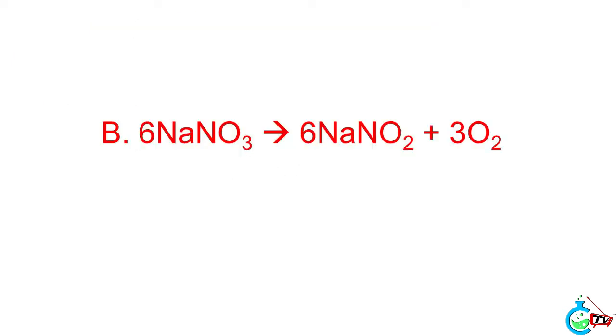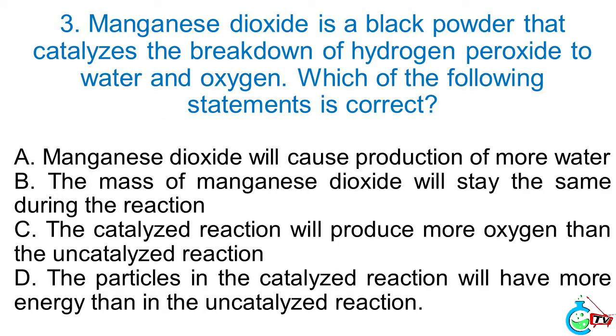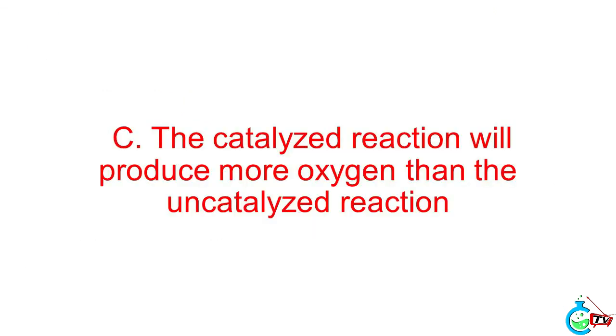B. 6NaNO3 yields 6NaNO2 plus 3O2. 3. Manganese dioxide is a black powder that catalyzes the breakdown of hydrogen peroxide to water and oxygen. Which of the following statements is correct? C. The catalyzed reaction will produce more oxygen than the uncatalyzed reaction.